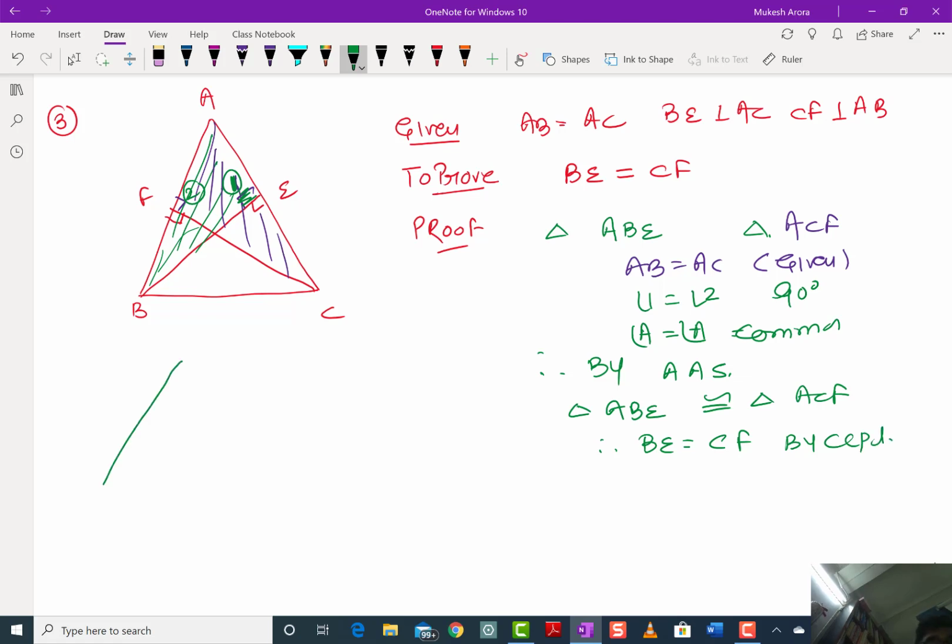Or we can separate the triangles also if we want to. This will be ABE and this will be ACF. This was 90, this was equal to this, and both angles are right.